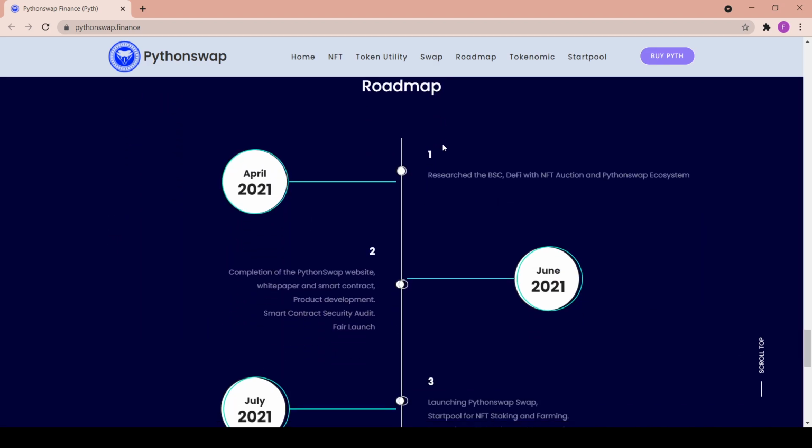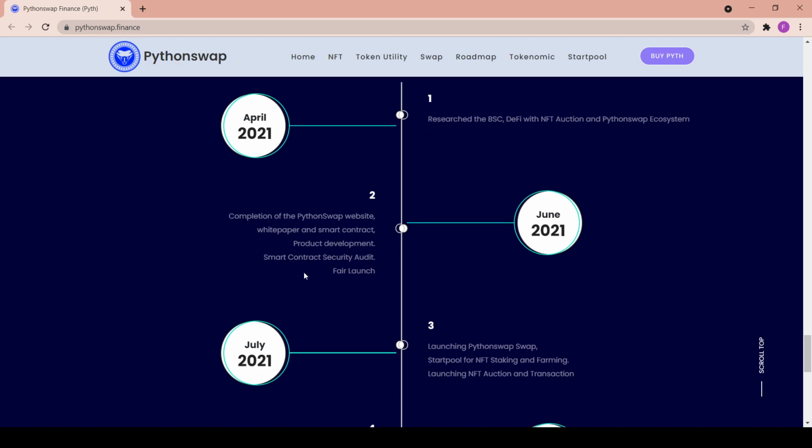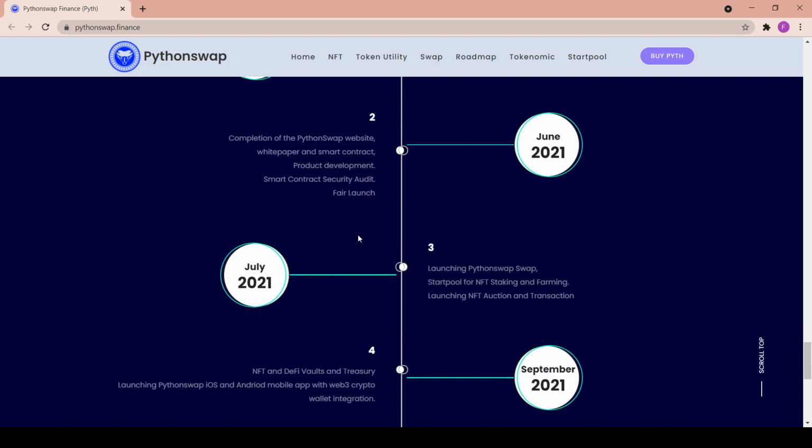Looking at the roadmap, April 2021 is the research of the BSC DeFi with NFT auction and Pythonswap ecosystem. This is where it all began. So in June 2021, there was the completion of the Pythonswap website, white paper and smart contract, product development, smart contract security audit, and fair launch.